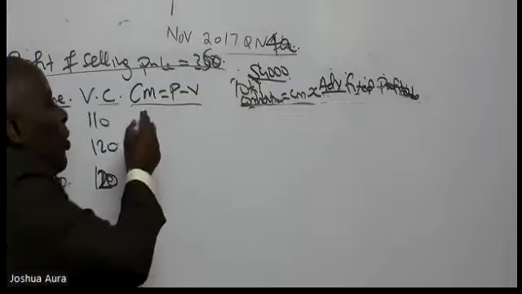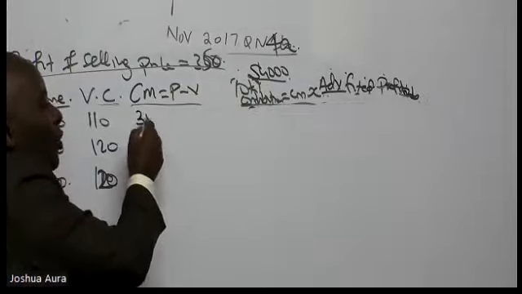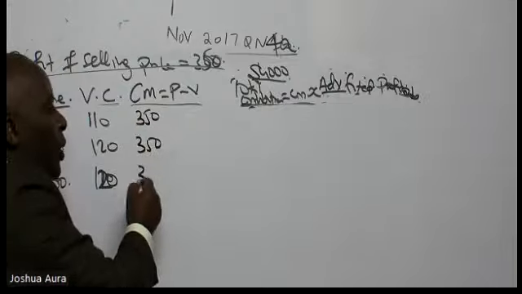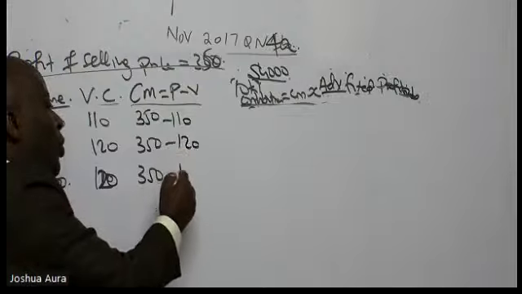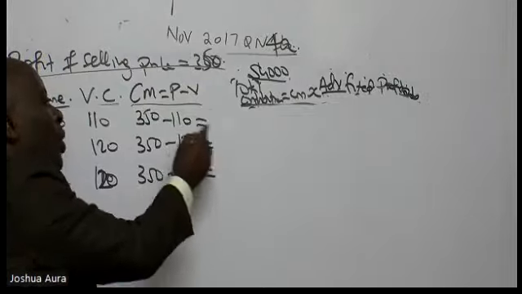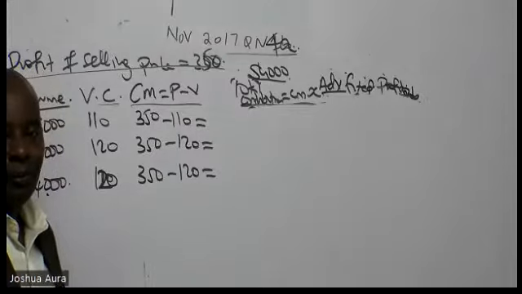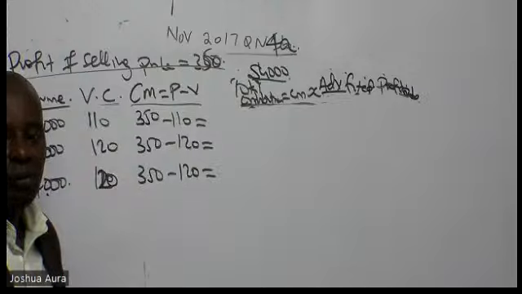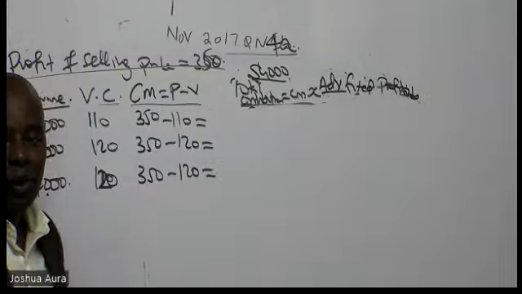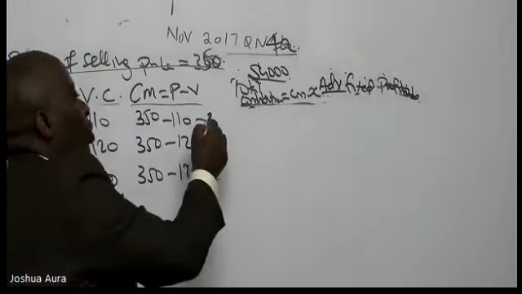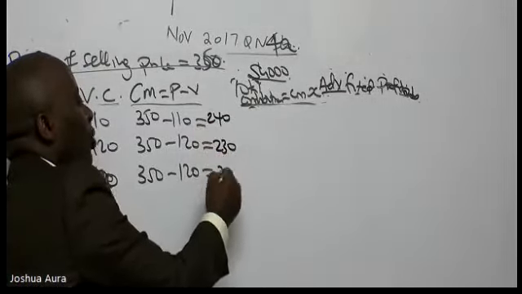So please come and give me contribution margin. The price now is 350 throughout. Minus, here we have 110, here we have 120, there we have 120. So could you kindly give me these figures now? The first one, 240, 230, 230.